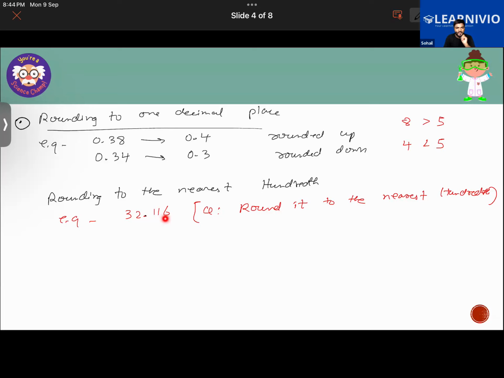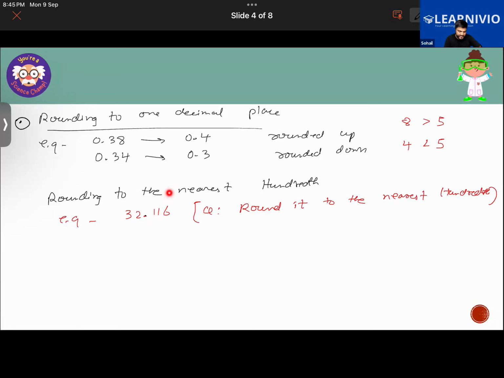You have to add 1 to the round off digit here because the digit to the right of it is more than 5. We are going to add 1 to this and you have to eliminate all the digits to the right of the round off digit. I mean to say that you have to add 1 to the round off digit. Getting it? The round off digit here is 1.